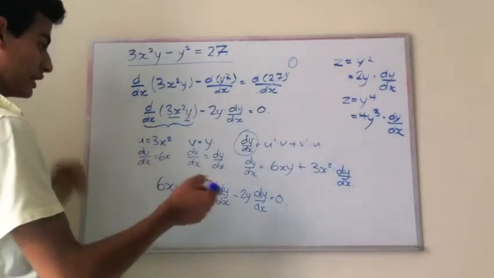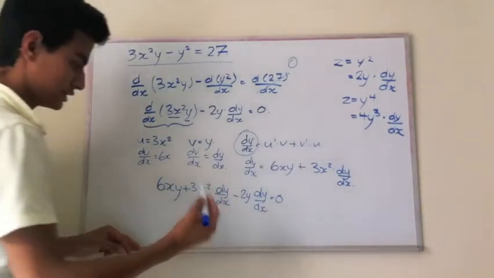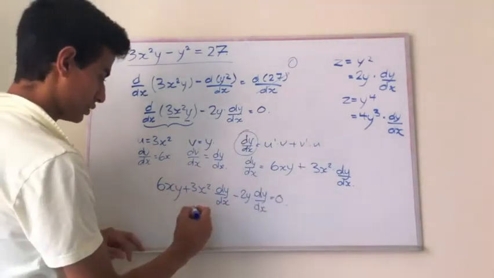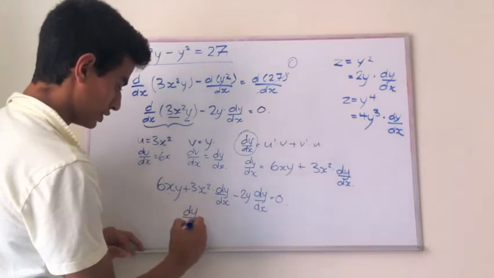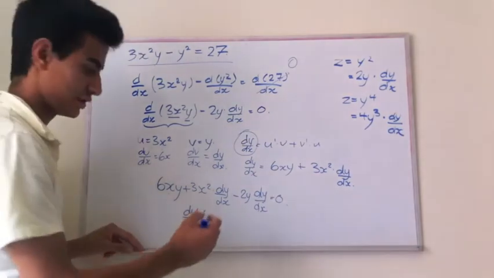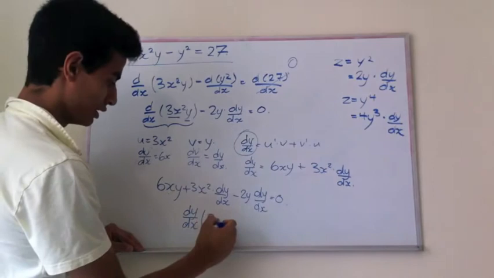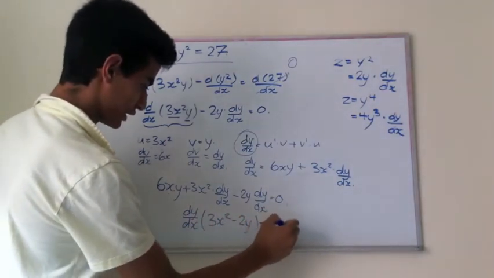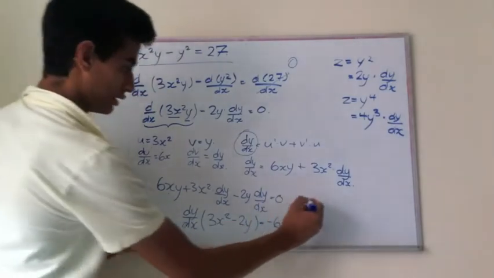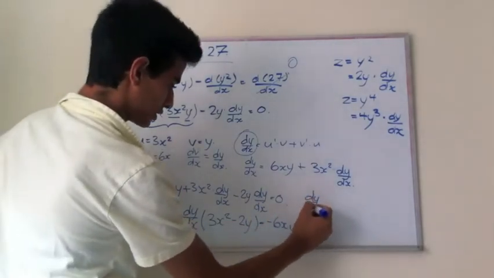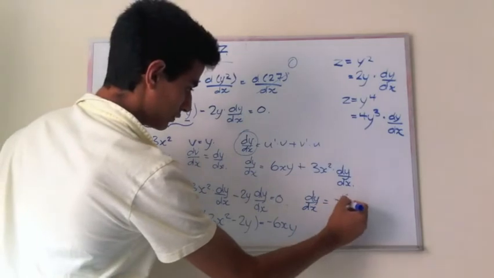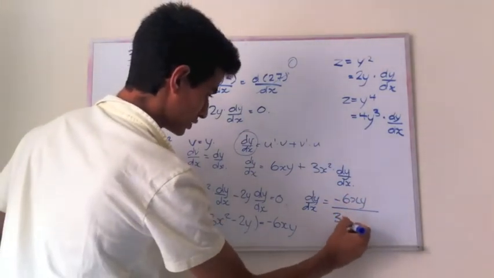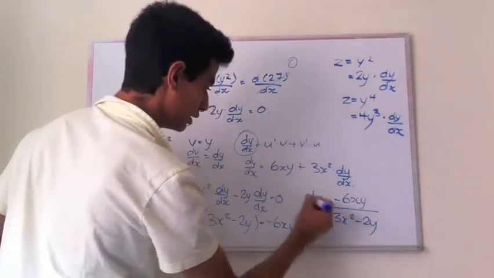So now if we want to isolate dy over dx, it's a matter of simple algebra. We take 6xy to this side, so we get dy over dx, and then I'm just factoring out dy over dx here to save time, 3x squared minus 2y is equal to negative 6xy. So then dy over dx is equal to negative 6xy, all divided by 3x squared minus 2y.